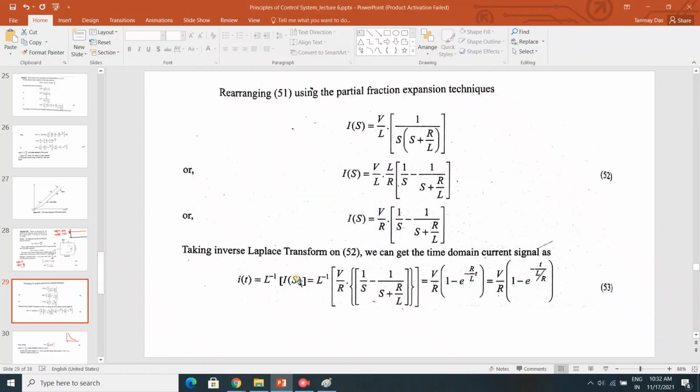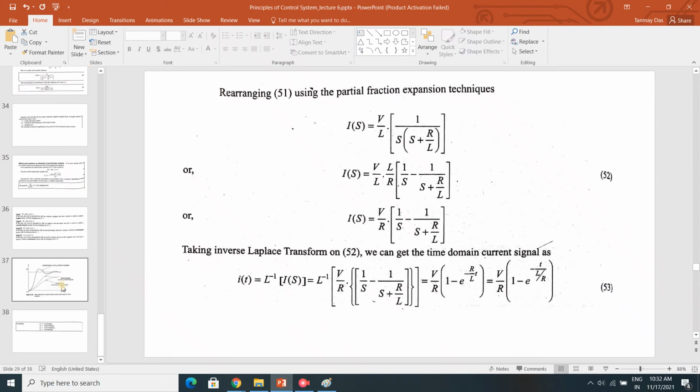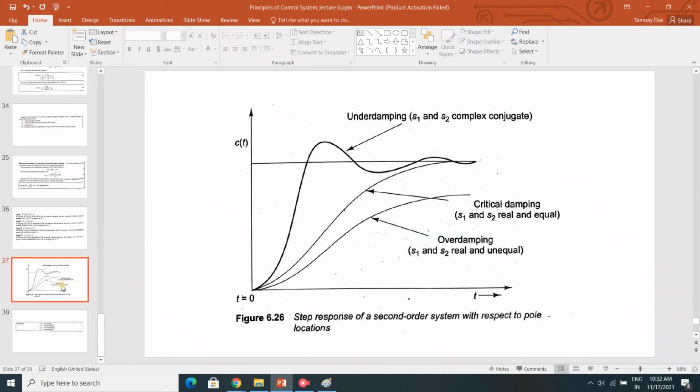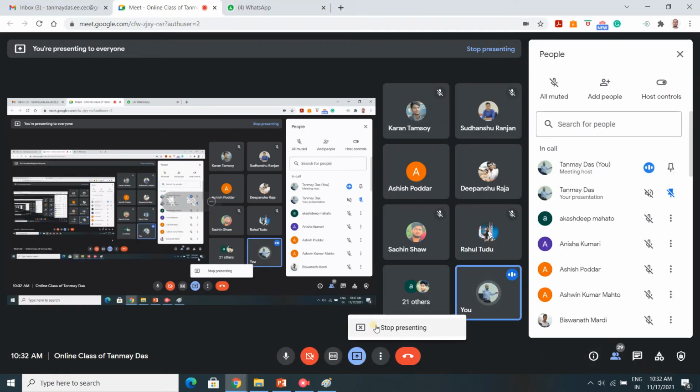So this topic is not yet over. I will continue in the next class, because the time response of second order system will be continued, and I will also show some examples. Then it will be easier for you to understand. And then we will be plotting this in MATLAB also if necessary.